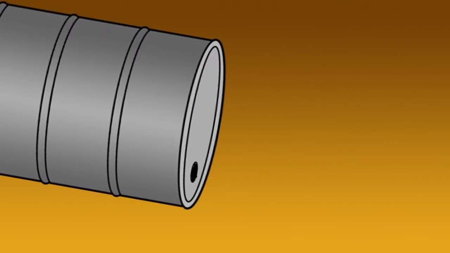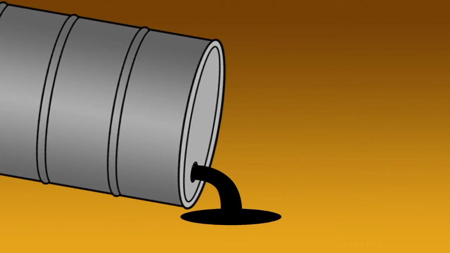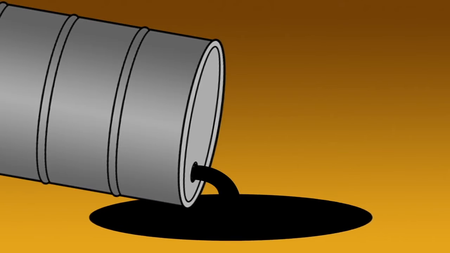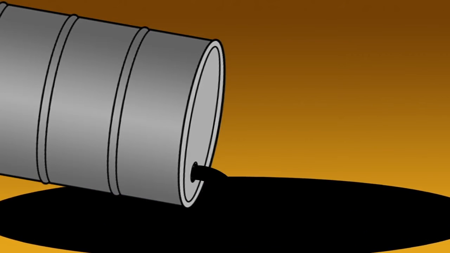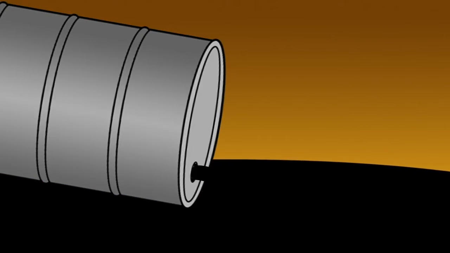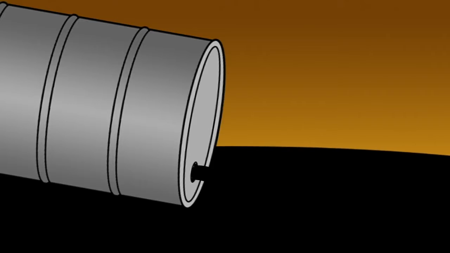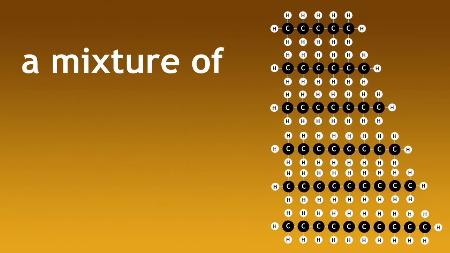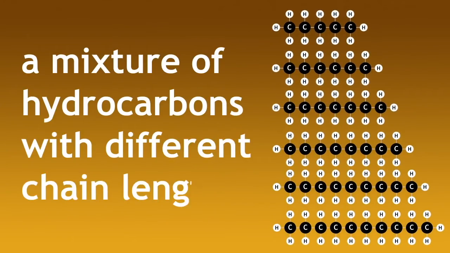However, in its raw form, crude oil is a viscous, dark, tar-like substance, and the different fractions of hydrocarbons must be separated by fractional distillation for them to be useful. Before we understand how fractional distillation works, we should be clear that crude oil is a mixture of hydrocarbons with different chain lengths, some being short molecules and some being very long.